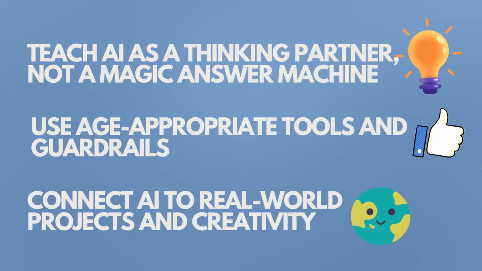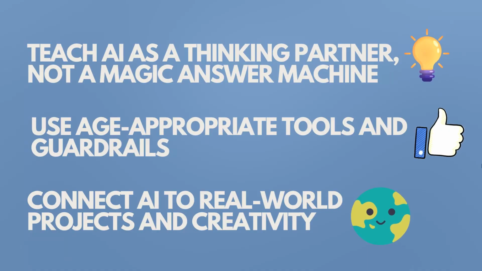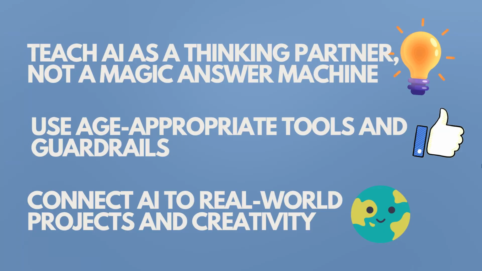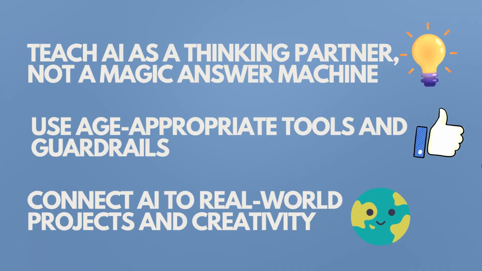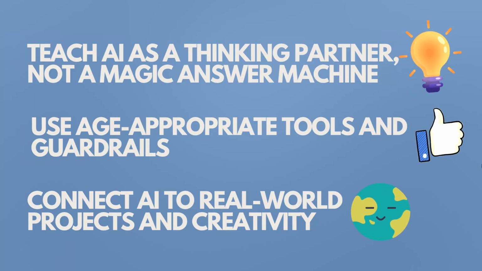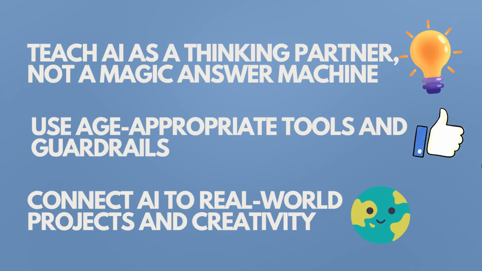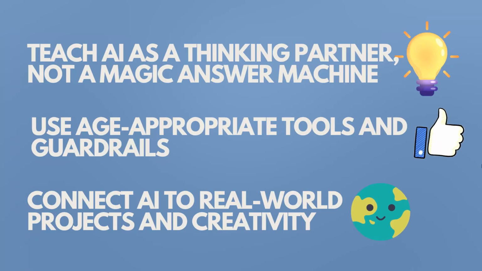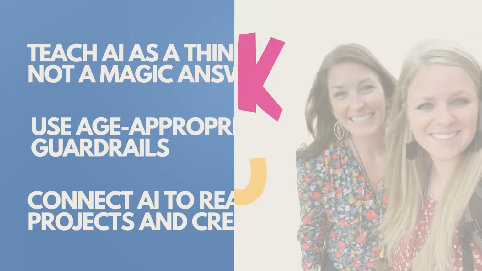And then just some last minute things to think about. Teach AI as a thinking partner. We like to frame it that way versus a magic answer machine. Really, it's that collaboration piece that we want students to realize is the important part. And then also making sure you use age appropriate tools and guardrails. That is number one in our mind, making sure you hit those first before you even dig into the tools. And then just making sure you're connecting it to real world projects and creativity, not just using the AI to say you're using it, really thinking of the why and the how and being intentional.